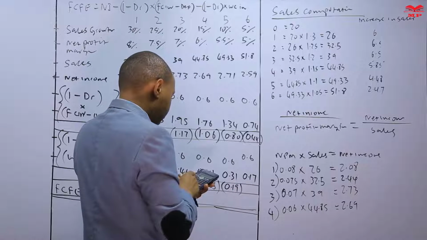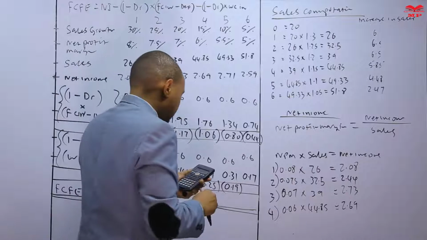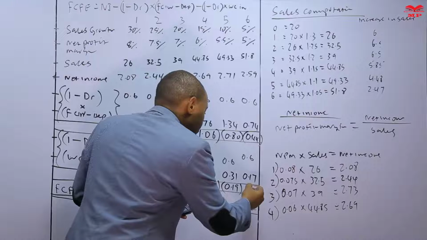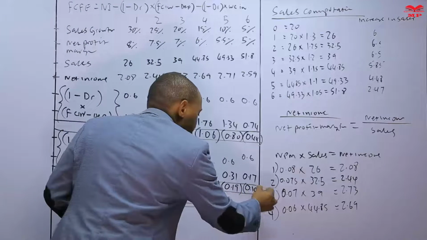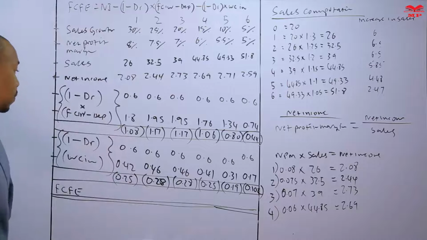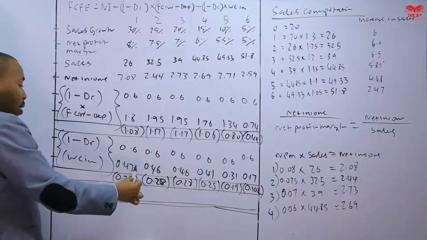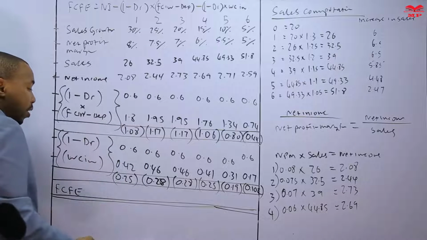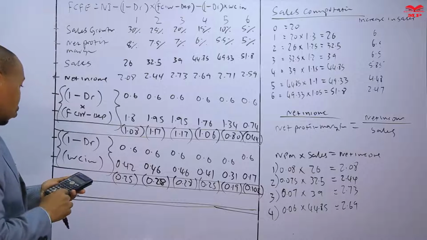0.6 multiplied by 0.17 gives 0.102. That should be in brackets like that. Going by the formula, we get the net income, less this, and then less that, so that we can get the free cash flow to equity, the respective free cash flows to equity.